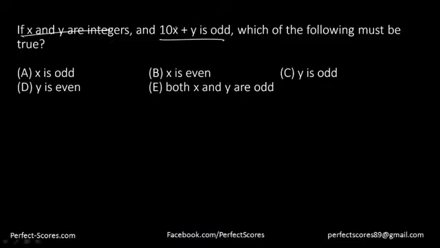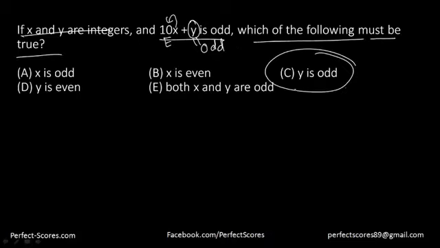Now, if 10x plus y is odd, x into 10 is going to be even. That means y is definitely an odd number, right? He says which of the following must be true. That means y is definitely odd. That means C is my answer.